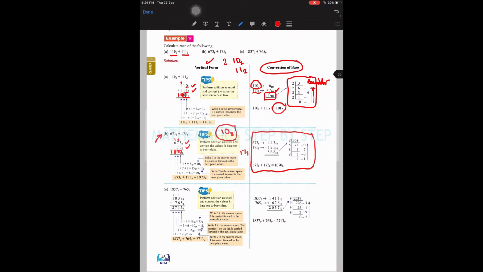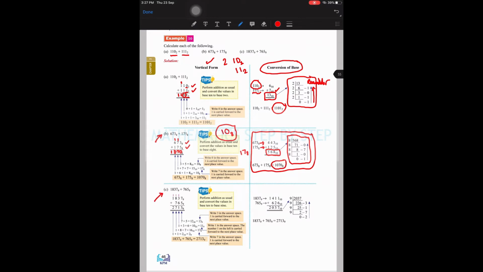method, okay? So if you want to use this conversion of base method, so we'll convert 673 base 8 to a number in base 10 first. We also convert 175 base 8 to a number in base 10, then we add them up. Then we'll use the division of base value method, okay? So we get 1070 base 8, okay?